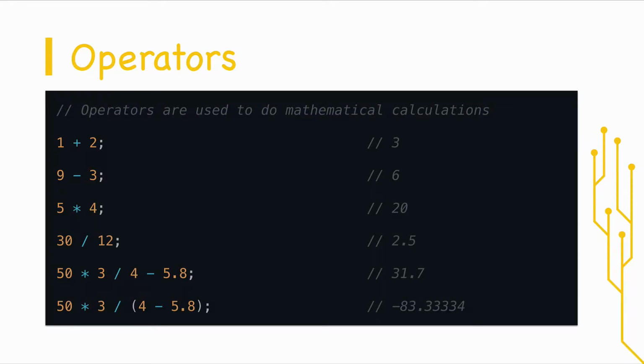And in this case, the 3 divided by 4 division operation won't be executed first. So at the very first, JavaScript will execute 4 minus 5.8, which would result in negative 1.8. And then we will move on to what's outside the parentheses. And in this case, outside the parentheses, we have the division operation. So that will be executed first. So 3 divided by negative 1.8 results in negative 1.66667. And finally, in the multiplication operation, we need to multiply this number by 50. So 50 multiplied by negative 1.66667 results in negative 83.33334, and so on. And that is how you can use parentheses to control the order of operations in JavaScript.